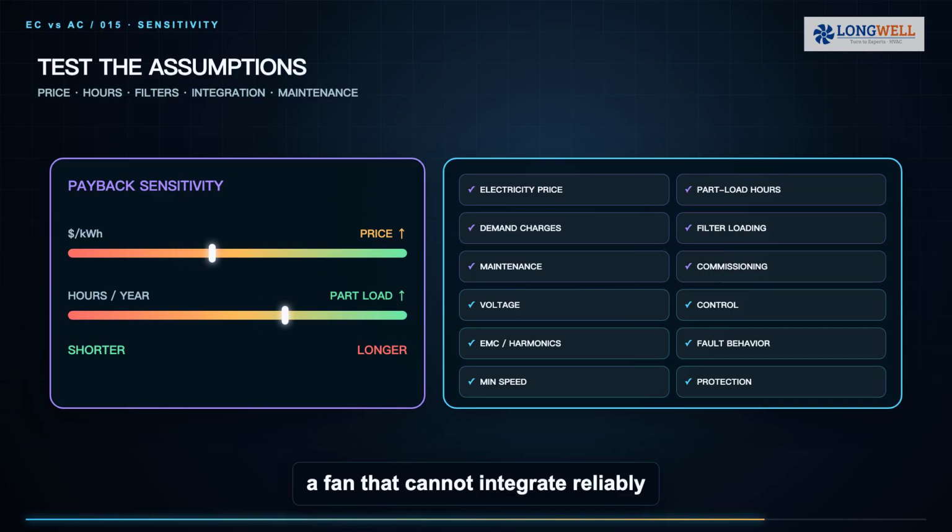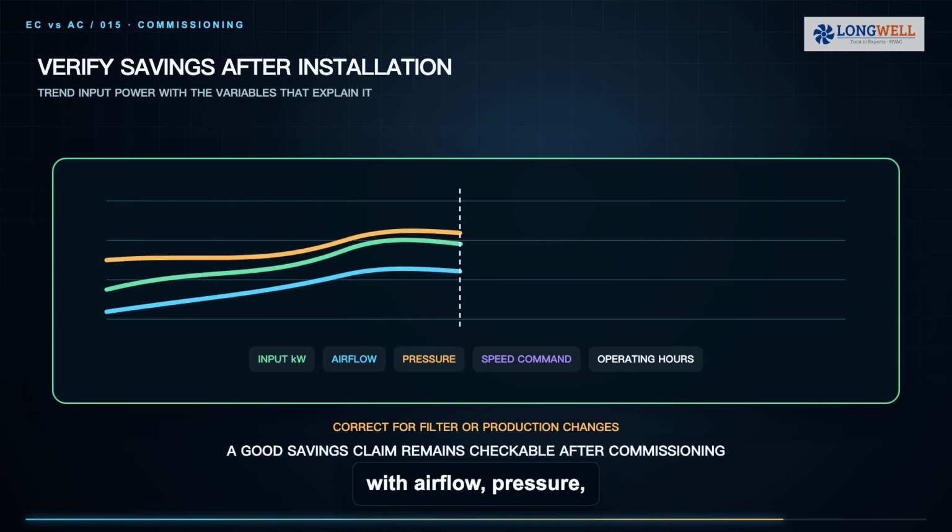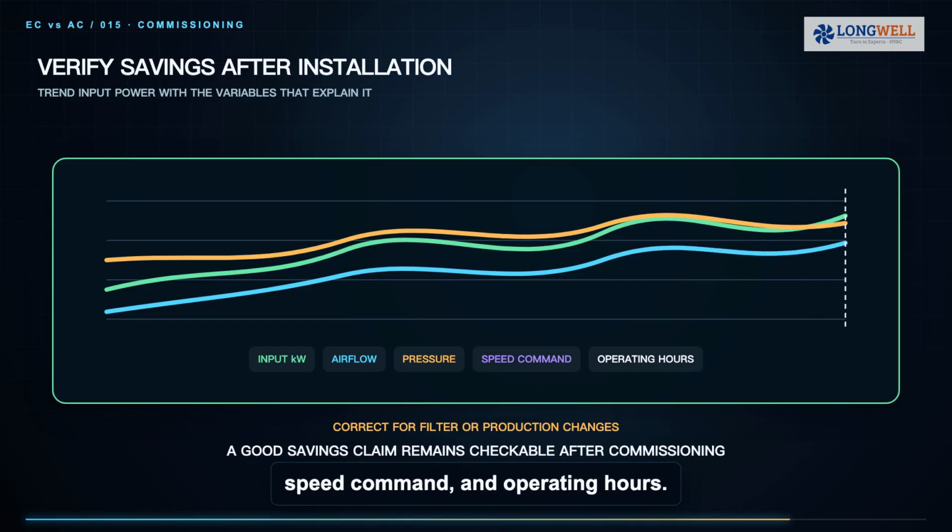A fan that cannot integrate reliably is not a lower-cost system. After installation, trend kilowatts with airflow, pressure, speed command, and operating hours. Correct for major filter or production changes. The best savings claim can be checked after commissioning.